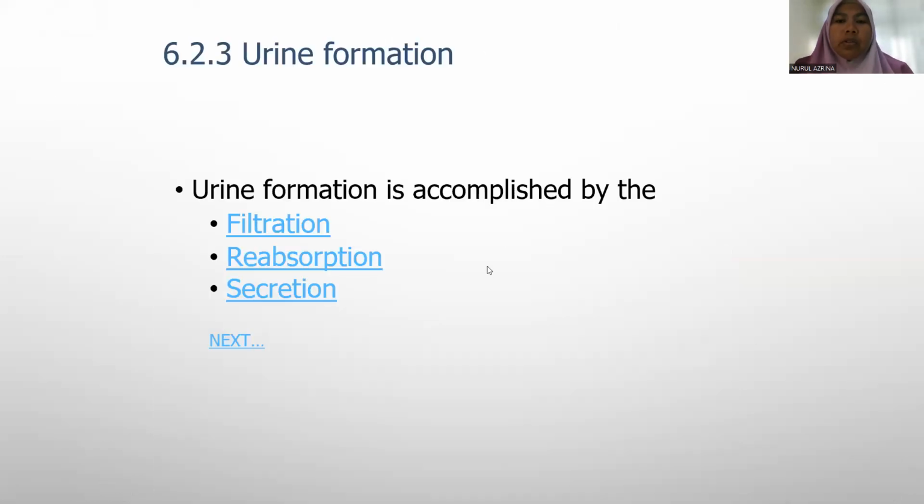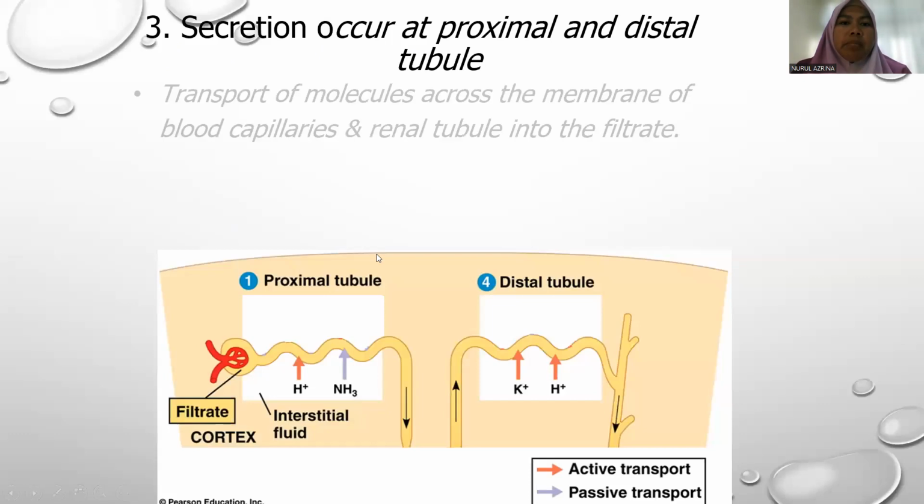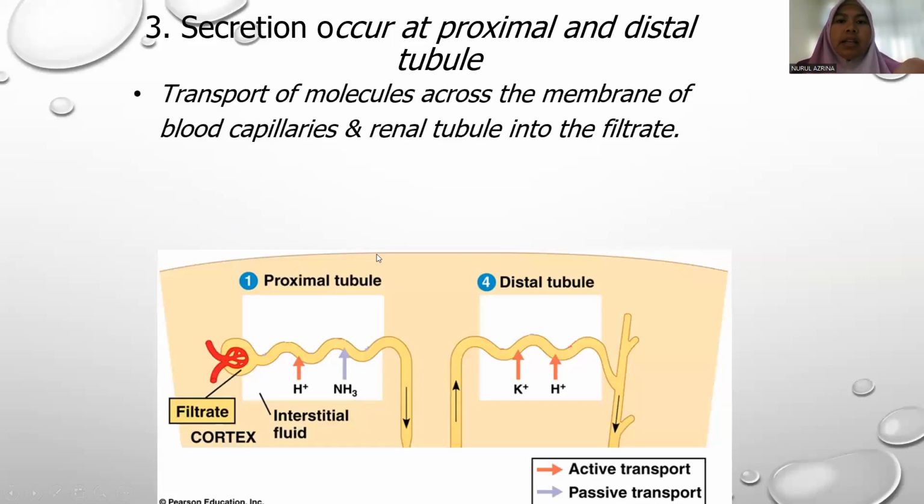Okay, so now we had come into the last part of urine formation, which is the process of secretion. So what is secretion? Secretion occurs at the proximal and distal tubule.